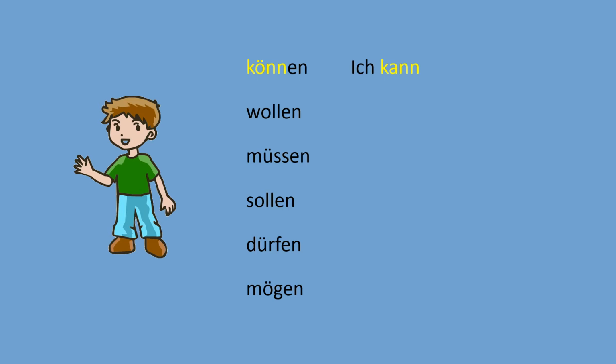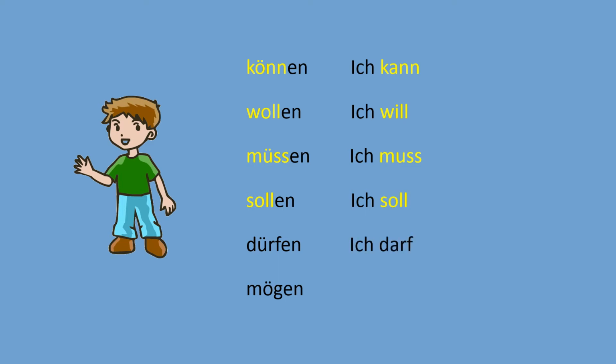Ich kann. For the verb wollen, I will say ich will. For the verb müssen, I will say ich muss. You see, we drop the umlaut. For the verb sollen, I will say ich soll. With the verb dürfen, I will say ich darf. You see, we change the stem. And for the verb mögen, I would say ich mag. So as you see, they have specific forms. Please memorize them when you use them with ich.